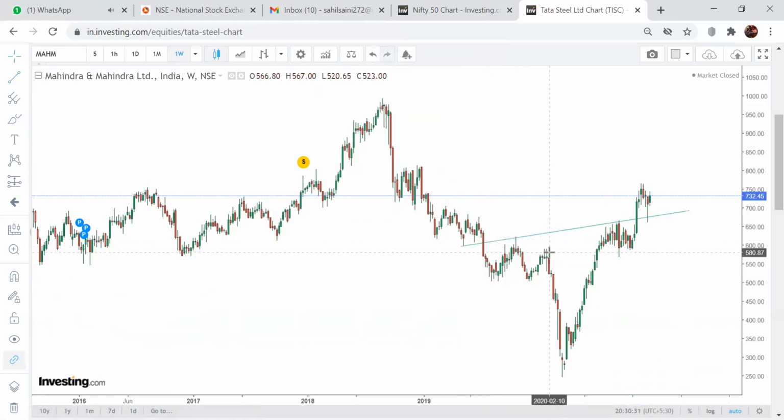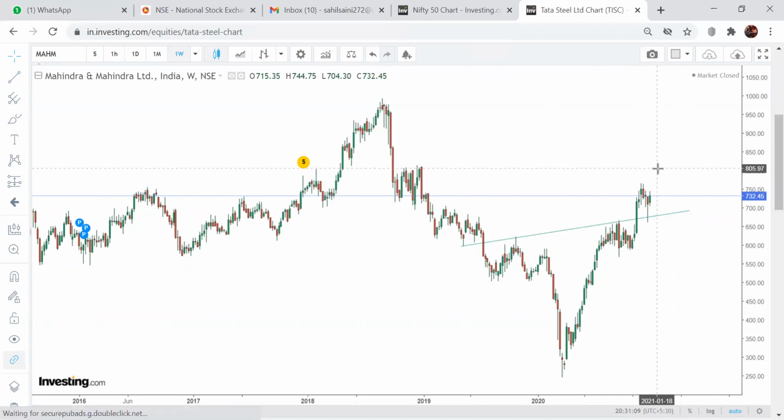Rejection, then a huge fall of the pandemic, then recovery, then rejection, then a very good breakout, and a retest is already done, and this weekly candle actually engulfs the previous candle. Maybe it's not an engulfing, maybe something else, but the bulls are really heavy on all the auto stocks, and continuation is visible. Actually, I can see it in the upcoming weeks.